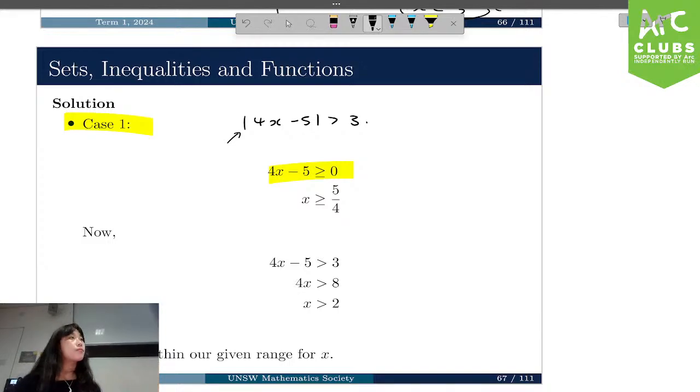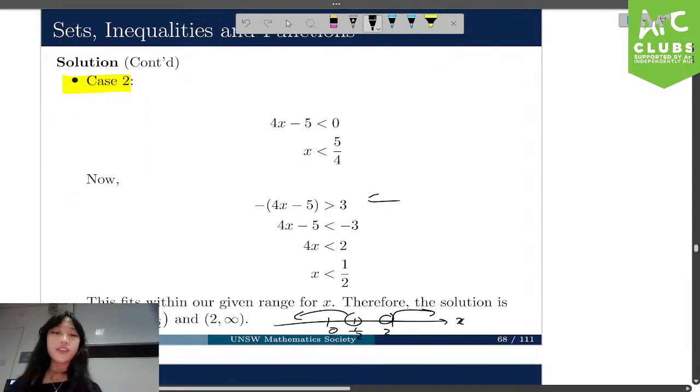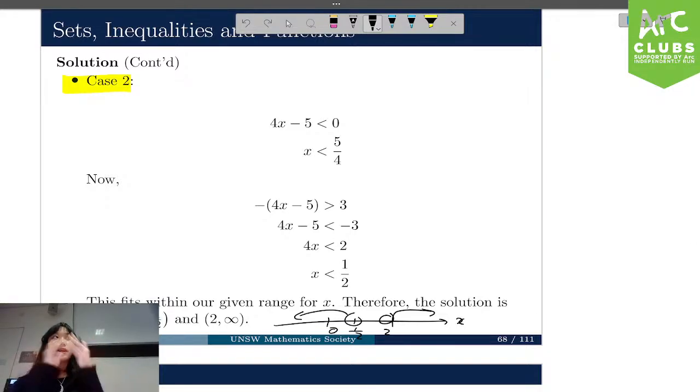Take the negative reciprocal of 4x minus 5, so it becomes negative 4x plus 5? Yes, that's exactly what we're doing in the second case. Just as you've said, we've taken the negative because the thing inside is negative, so we're making the whole thing negative, such that the absolute value is positive. Does that make sense? Yeah.